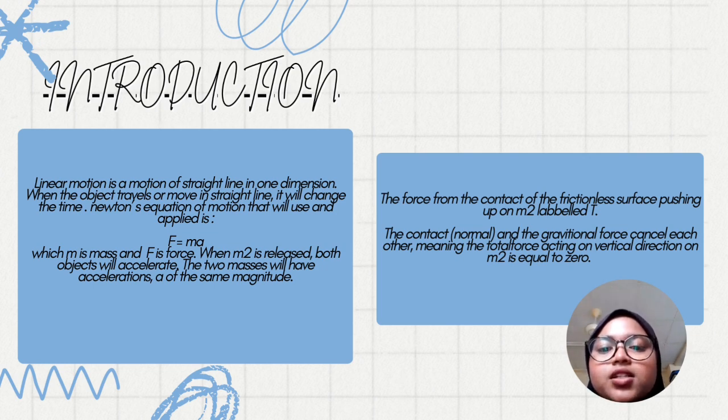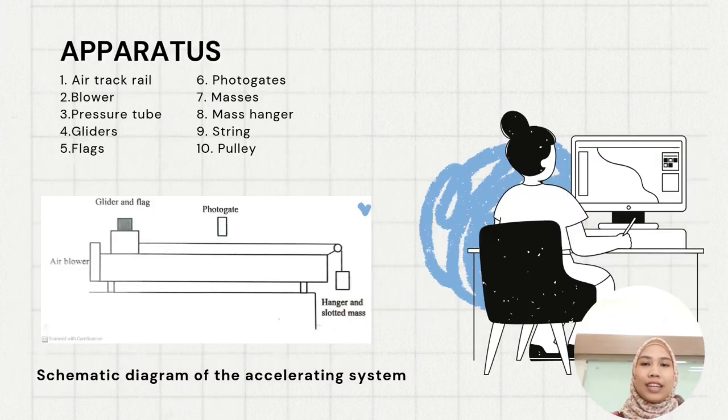The two masses will have acceleration a of the same magnitude. The force from the contact of the frictionless surface pushing up on m2 is labeled T. The contact and the gravitational force cancel each other, meaning the total force acting in the vertical direction on m2 is equal to 0.